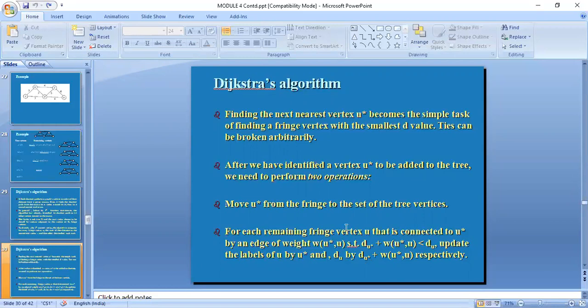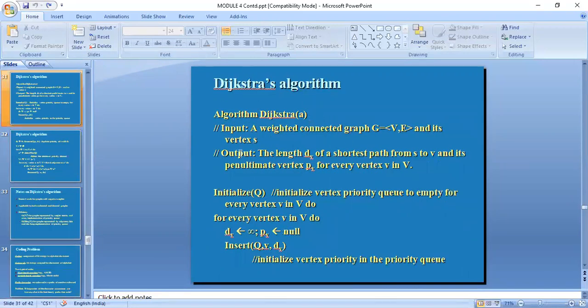Now when you go for Dijkstra's algorithm, this is the algorithm given: a weighted connected graph G, which has a set of vertices and edges, and it is also given with the source vertex S. Now you find the length dv of a shortest path from S to V, and its penultimate vertex also has to be identified. So you initialize the vertex priority queue Q to empty. For every vertex V in V, you set dV to infinity. The distance of the vertex is infinity. What is the penultimate vertex?